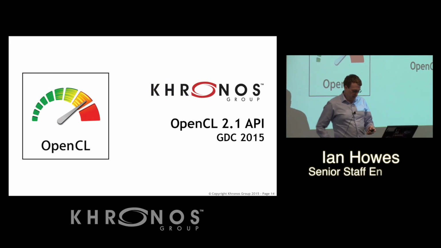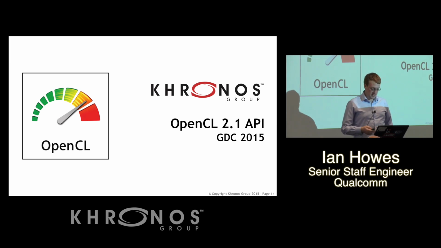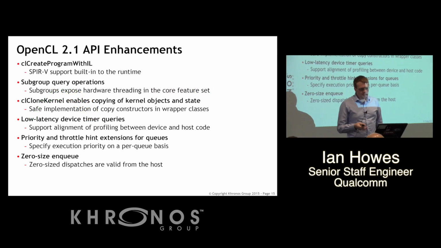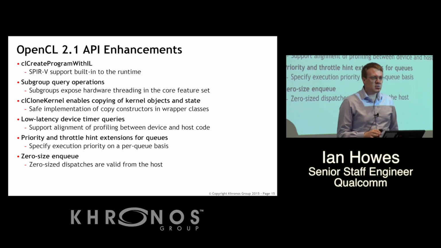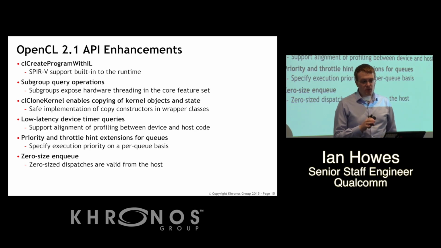Thank you, Neil. So I'm going to cover the API and the C++ kernel language, and we'll start with the API. For OpenCL 2.1, as Neil said, it's only a software update. We're not requiring any new hardware features. So what we've done is we've made a relatively small number of changes to the API, but a couple of the things we've added are quite big features.